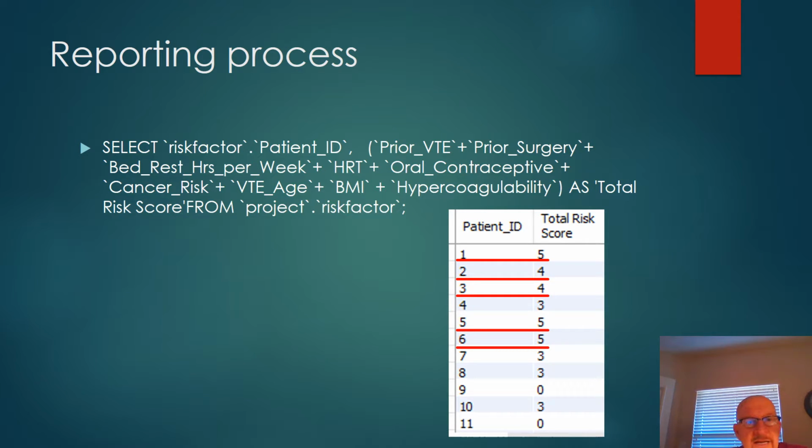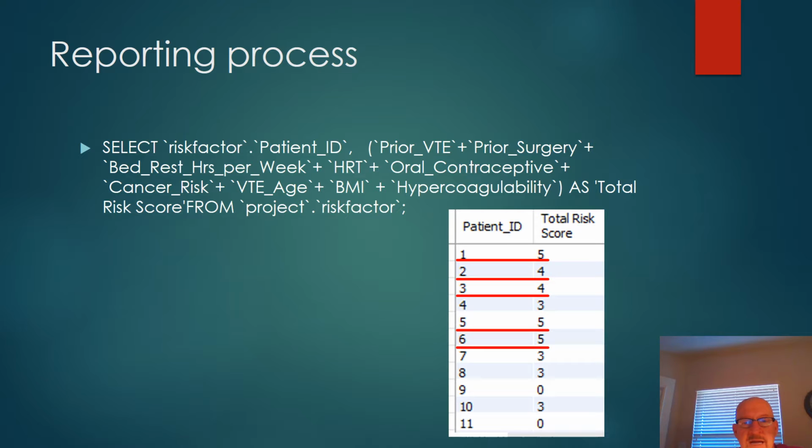So here's the query that actually executes in the data warehouse that selects the risk score. We select the different factors, risk factor, patient ID, so we know who we're identifying, and then we take the sum of the prior VTE, prior surgery, bed rest hours per week, hormone replacement therapy, oral contraceptive use, their cancer risk, their age, BMI, and hypercoagulability, and we call that total risk score.